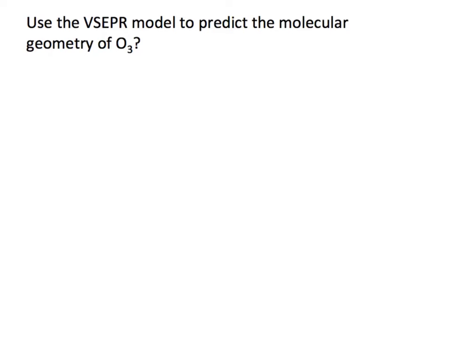Alright, practice problem 9.1 just says use the VSEPR model to predict the molecular geometry of O3. So if we have O3, we can calculate our number of valence electrons, which is 3 oxygens. So we have 6 times 3. Each oxygen has 6 valence electrons for a total of 18 electrons.